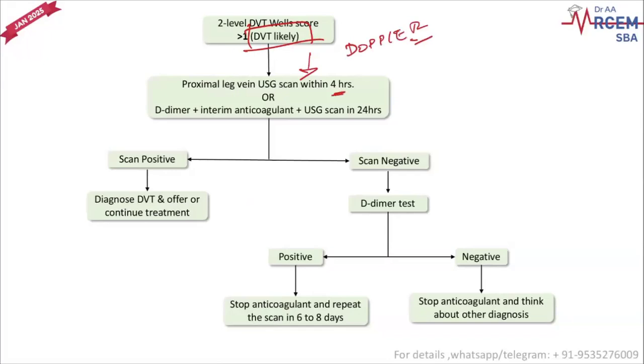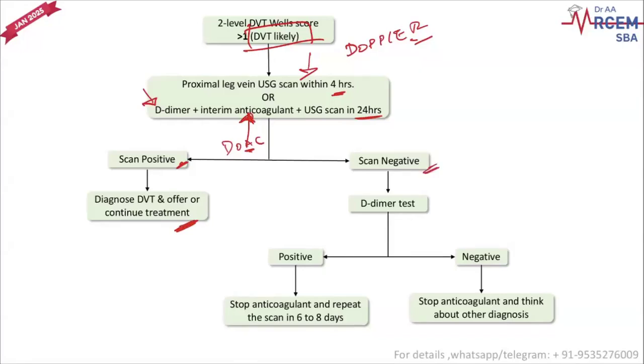For some reason, if you're not able to get it done within 4 hours, then you will send for a D-dimer level and start him on an anticoagulant. The preferred one is direct oral anticoagulants, and try to get the scan done within 24 hours. If the scan comes as positive, you have the diagnosis, and you'll start the treatment, or continue the treatment if you already started it here itself.